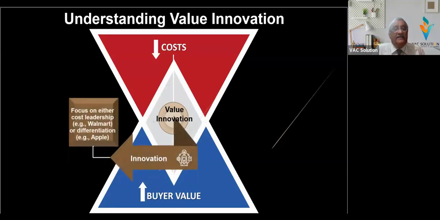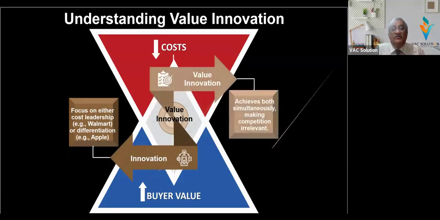Innovation is focused on either cost leadership as in Walmart or differentiation as in Apple. But in the case of value innovation, you achieve both simultaneously, making competition irrelevant. Now, we will see how to create this value innovation. What are the key elements of value innovation? This tool is one of the principal tools of Blue Ocean Strategy. Understanding this tool is very essential because by properly using it, one can create havoc. We will see how that is done.